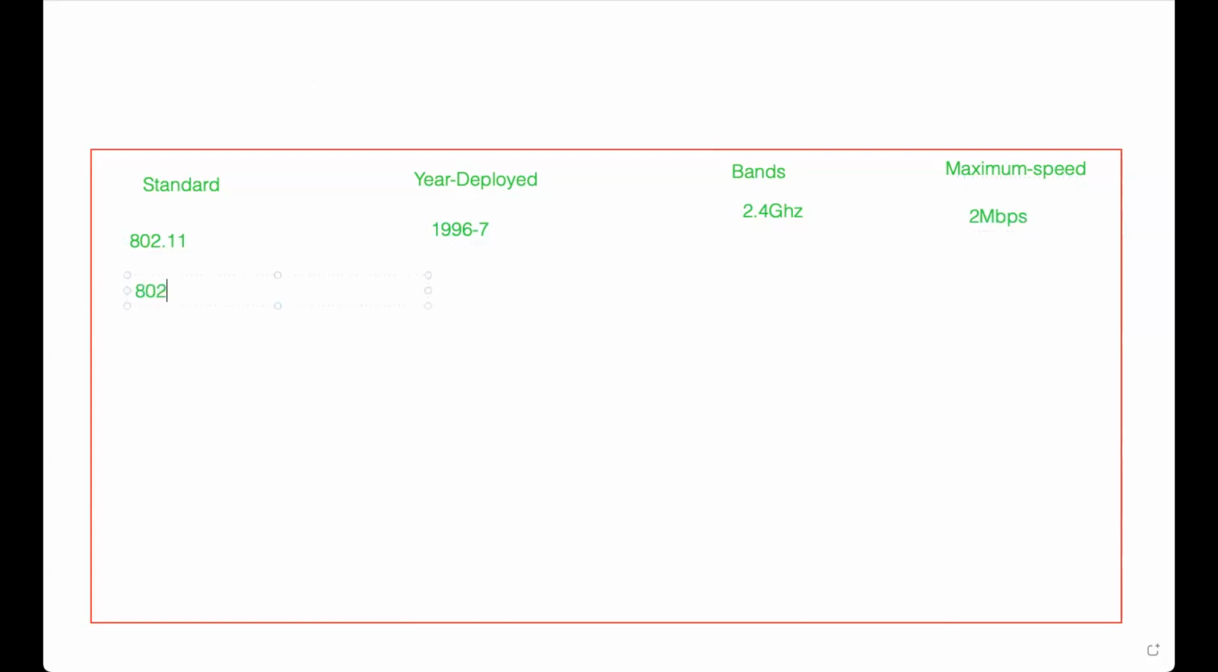They improved the standard to 802.11b. That was in 1999. And then 2.4 gigahertz can go up to 11 Mbps.